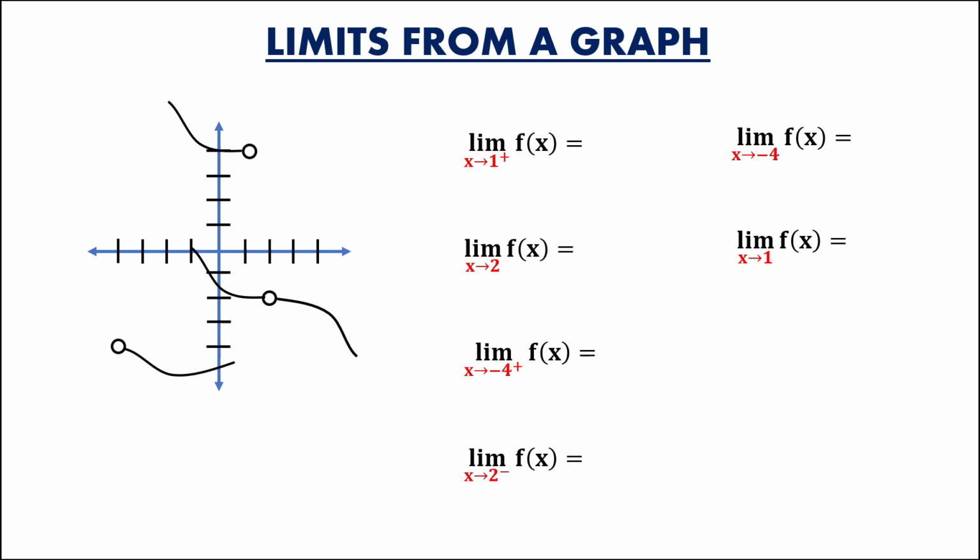Then for this given, the limit of a function as x approaches positive 1, this is x = positive 1, so at this coordinate, this one is positive, so from the right, and there is no right side limit, so this limit does not exist.